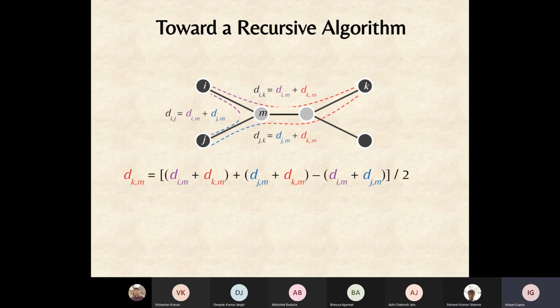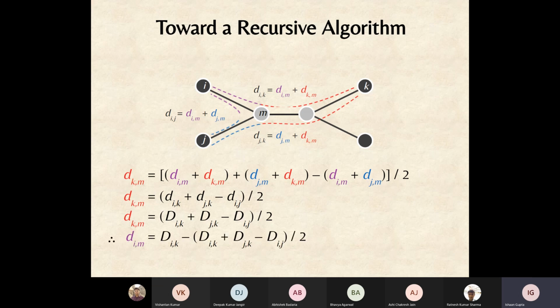Yes, sir. Makes sense to everybody? So essentially, when you solve these 3 linear equations, you can get these distances. So how does it work?